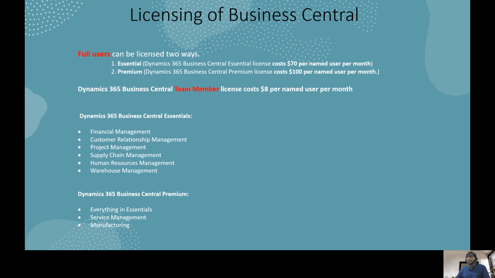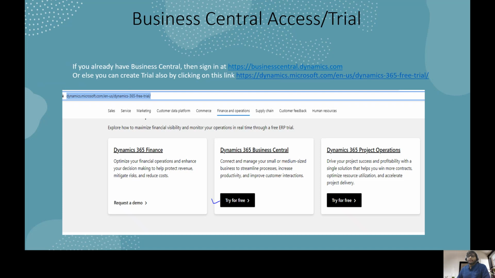And the team member license costs $8 per named user per month, which I already talked about, what exactly a team member is. If any user is not using much of the ERP, just logging in, checking, generating reports, just adding a lead, if they are using those types of small features, then you can assign the team member license to those users.